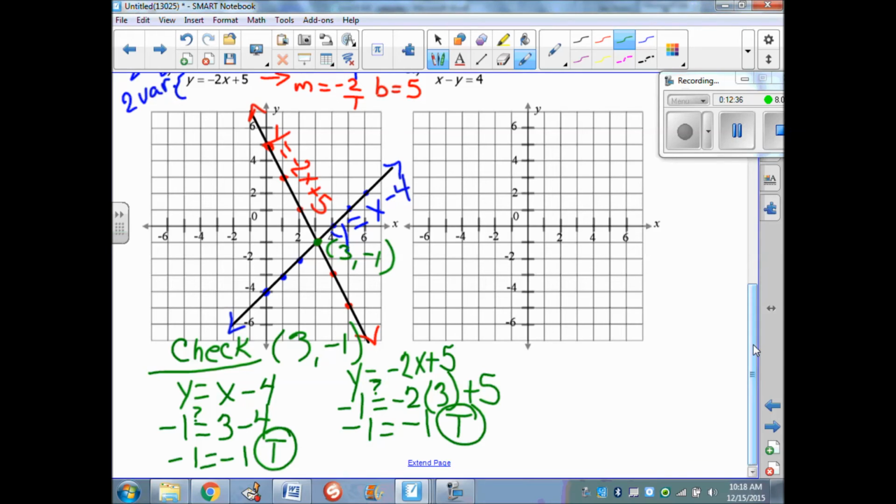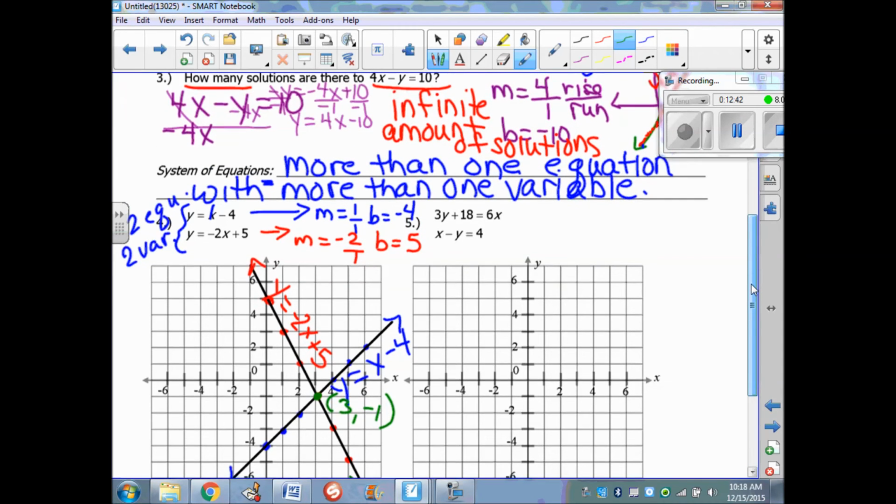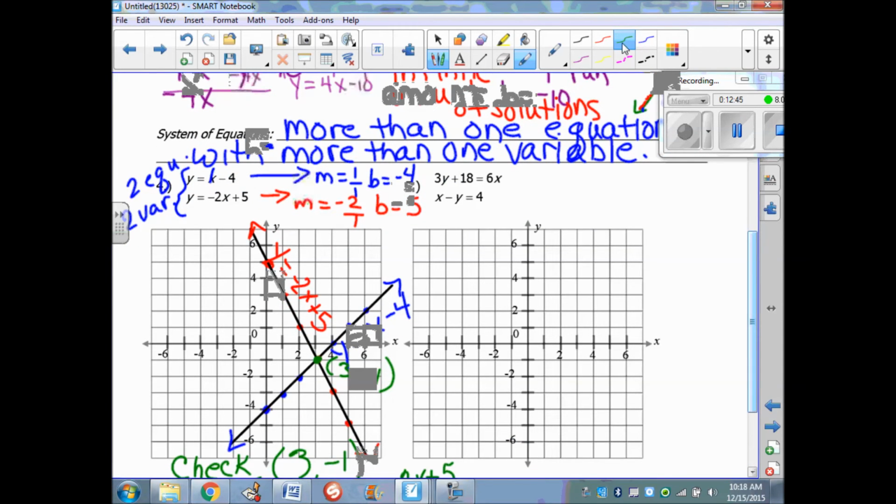So, is 3, -1 the solution to this system? Did we just solve for x and y? We certainly did. Okay. So our solution is 3, -1. Okay. Let's do one more.